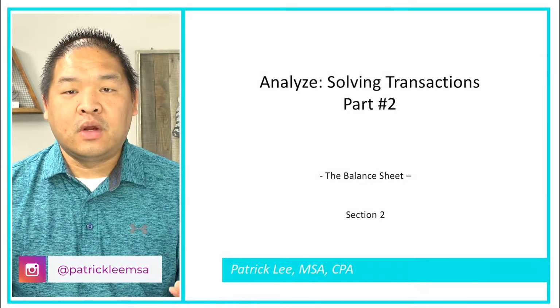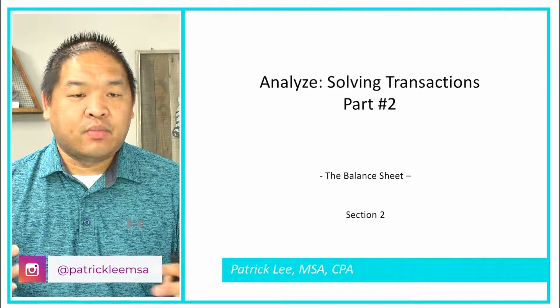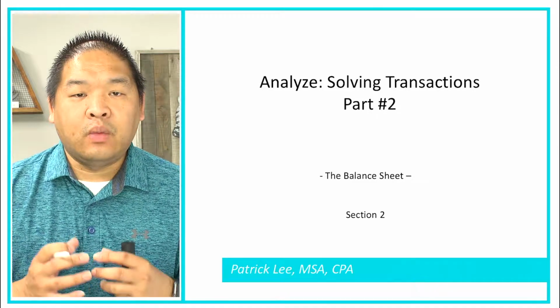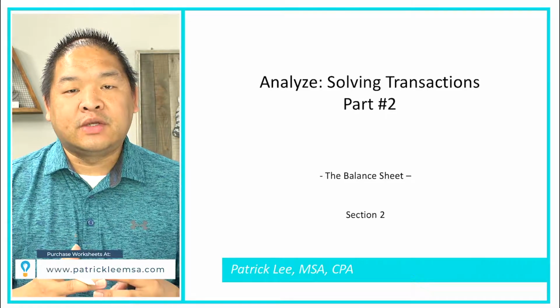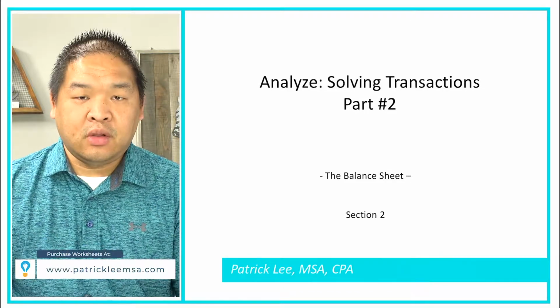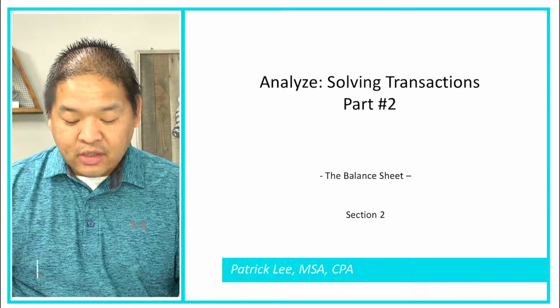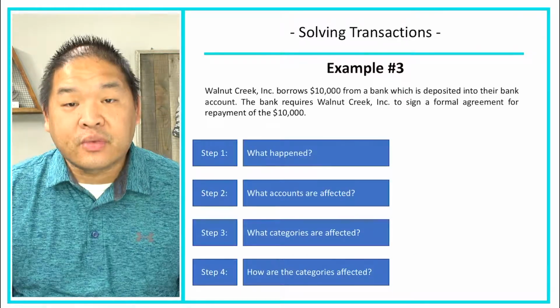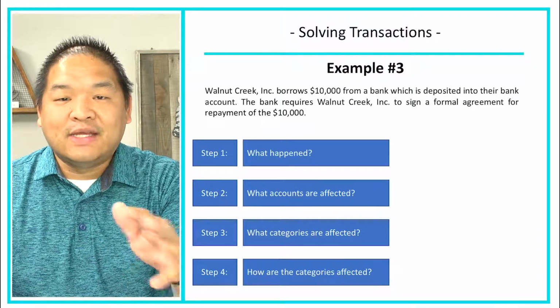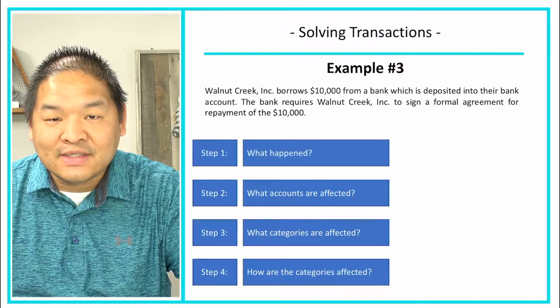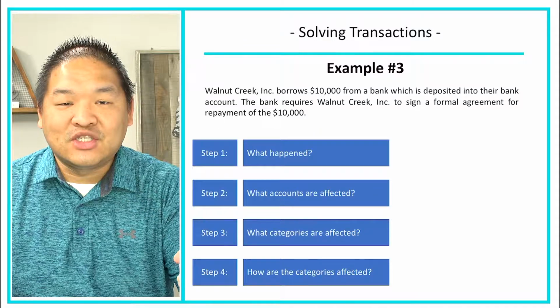We're going to look at a few more examples here to break them down and help you understand how we as accountants analyze transactions, in preparation for helping you understand debits and credits and how we journalize in another section. So let's get started with example number 3. If this is the first video you've watched, examples 1 and 2 were in a previous video, so make sure you go back and check that one out.